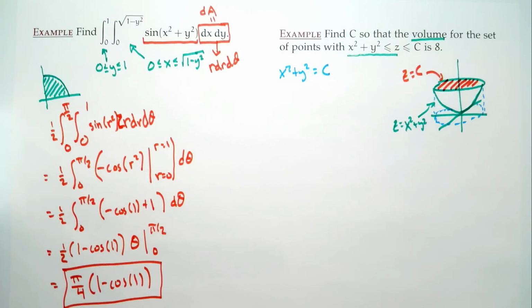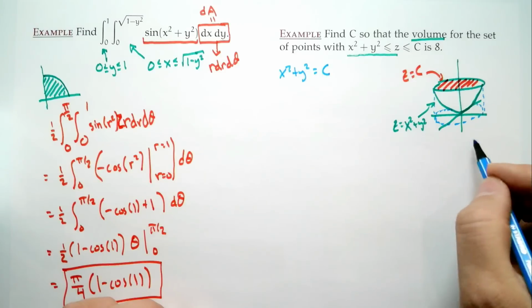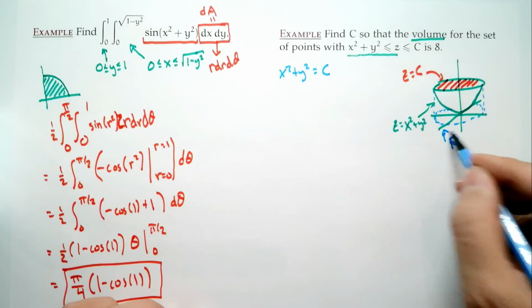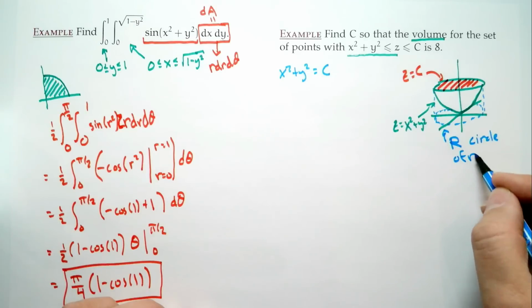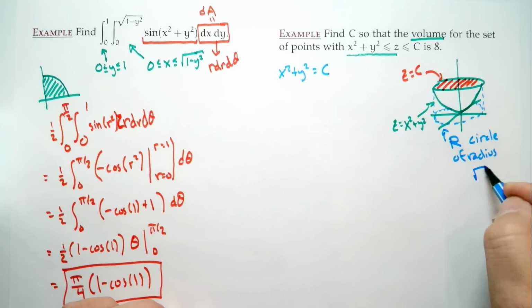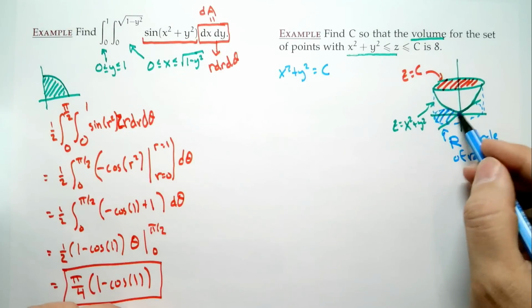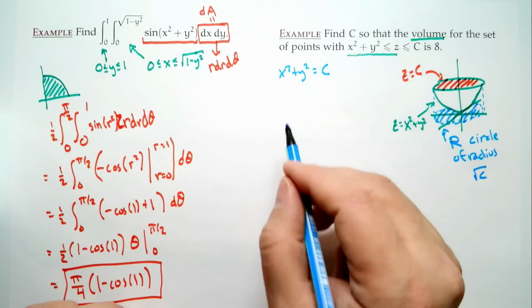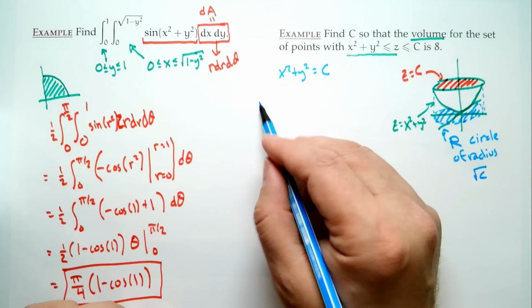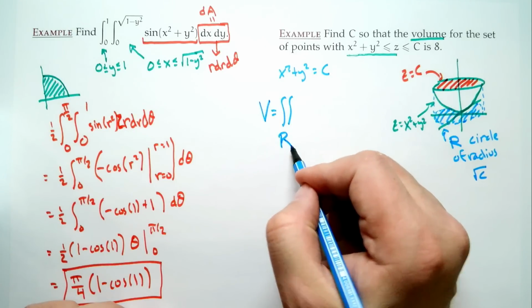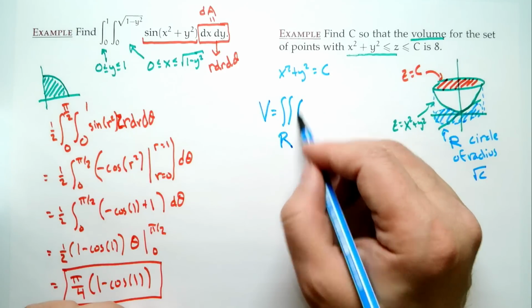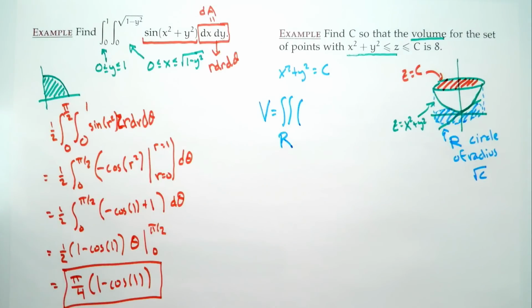Well, that means that the region here, our region R, is the circle of radius square root of c. So that's our region that we're integrating over in the xy plane. So the volume is the integral over our region. Now, how do you find volume? What do you integrate?